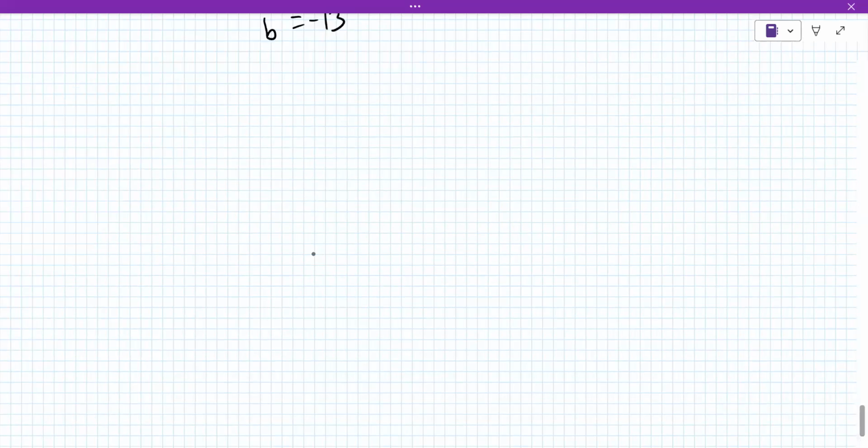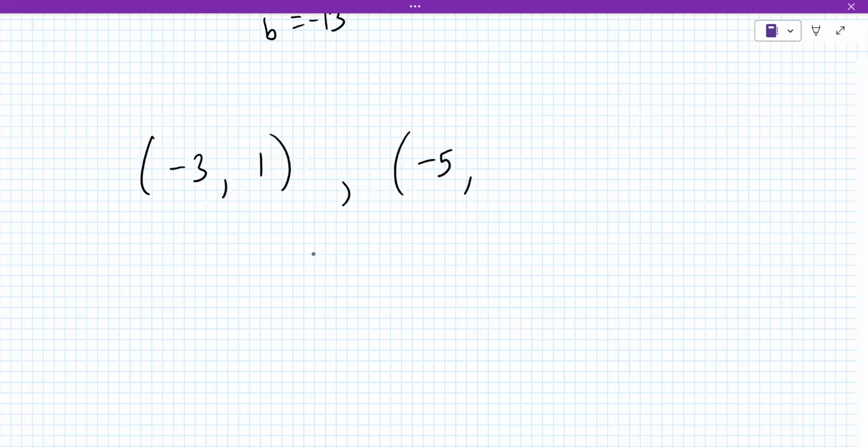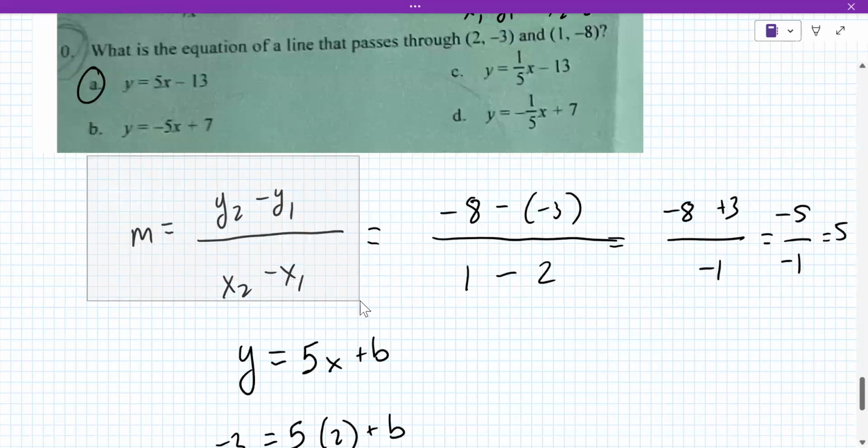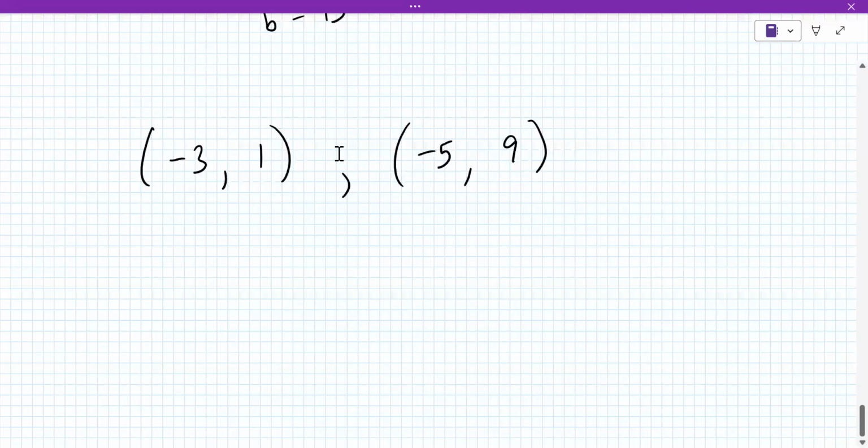Okay, so let me give you two new ordered pairs. -3, 1, and -5, 9. I want you to find the slope between these 2 points, please. It's y1 minus y2, right? No. Y2 minus y1, sorry, and let me give you the formula because you'll have it on the formula sheet.